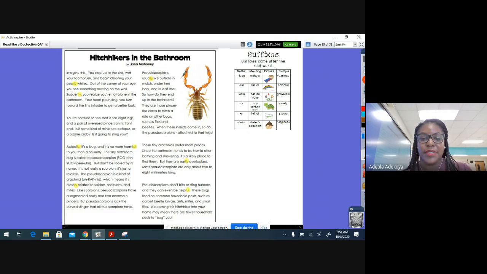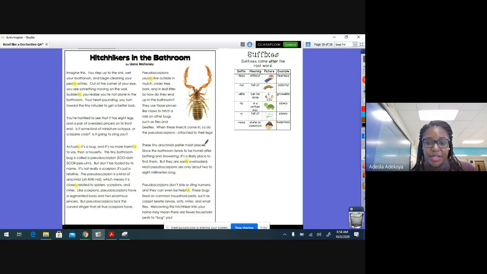Pseudoscorpions usually live outside in mulch, on the tree bark, and in leaf litter. So how do they end up in the bathroom? They use those pincers like claws to hitch a ride on other bugs. So these are the pincers right here. Other bugs such as flies and beetles. When these insects come in, so do the pseudoscorpions attached to their legs.